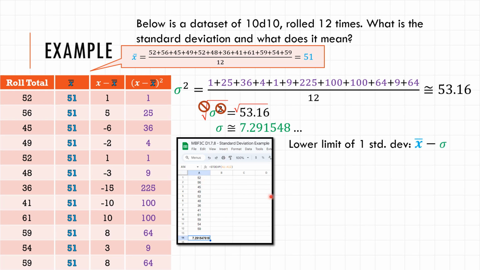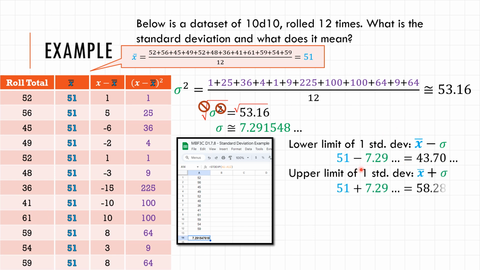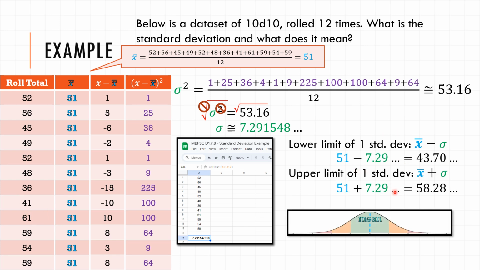In this case, what does this mean? Even though we know what the standard deviation is, what does it mean? Let's take our average, our mean, which is 51 of our data set, and let's look at the lower limit and the upper limit. So if this was all of our data, if it was normally distributed, and the mean was 51, the upper limit would be about 58, and the lower limit would be about 44. How did I get this? I took the mean and I subtracted one standard deviation, or I took the mean and I added one standard deviation.